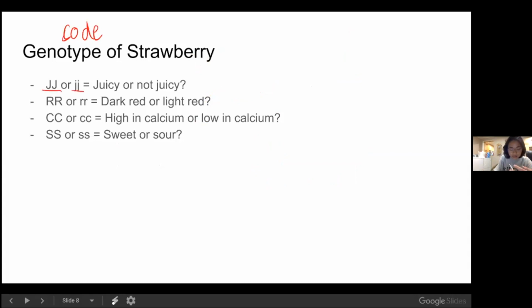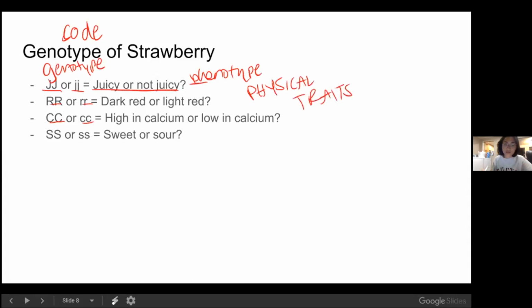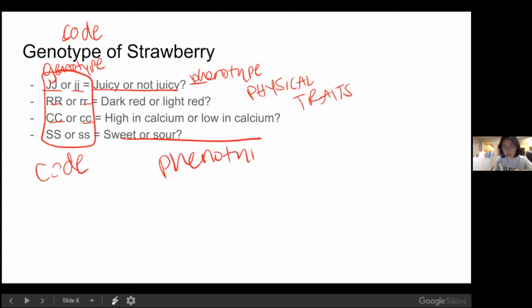Notice how they're letters, and the genotype would code for the phenotype, or the physical characteristics, physical traits of that organism. So the difference is that the genotype is the code, and the phenotype is the physical characteristics and physical traits.